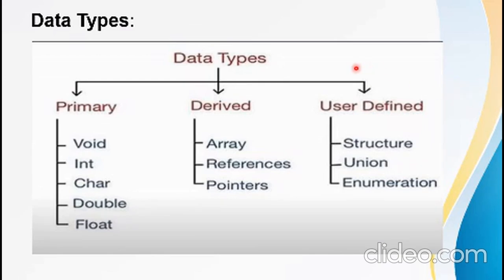Let's move toward data types. There are three types of data types: primary, derived, user defined. What is primary? Void, int, char, double, float. What is derived? Array, references, pointers. What is user defined? Structure, union, enumeration.